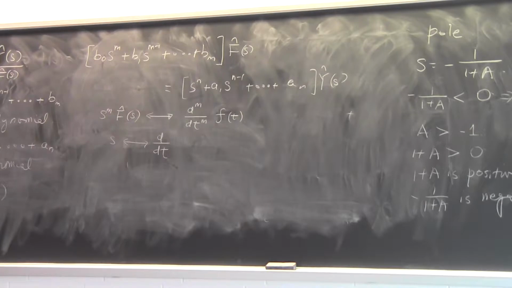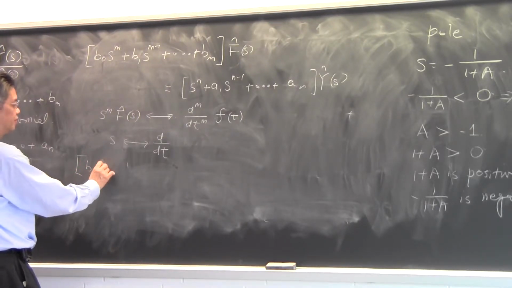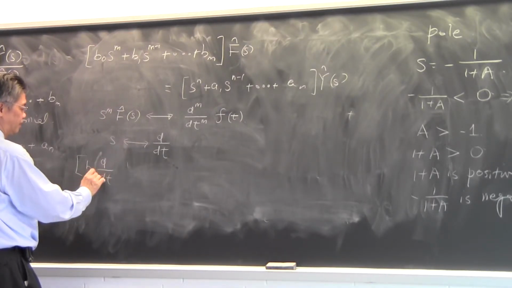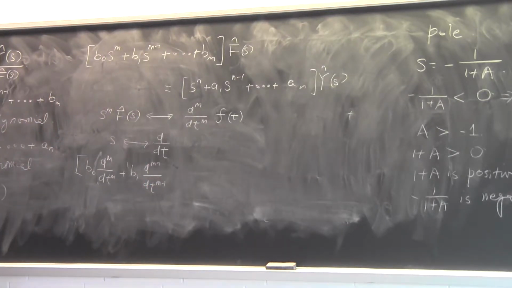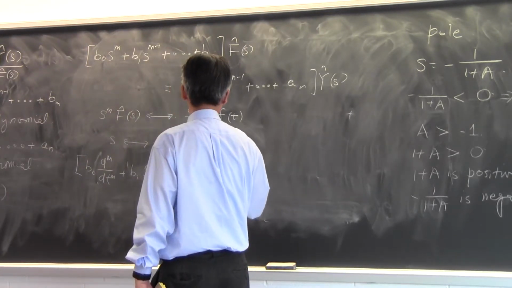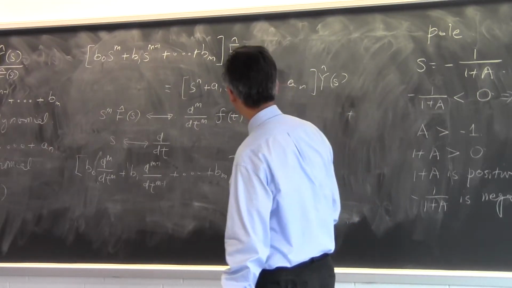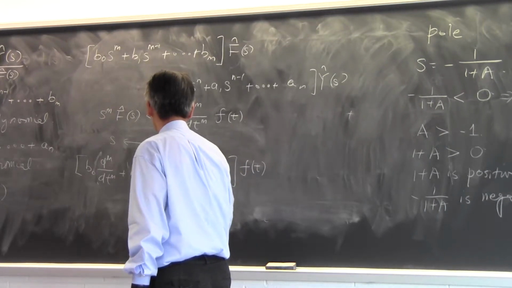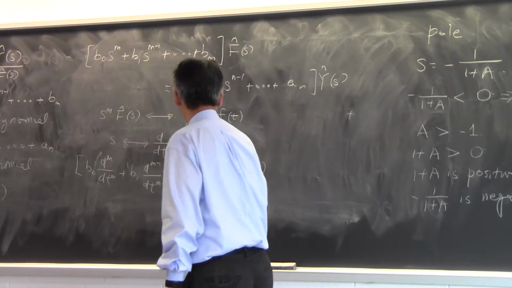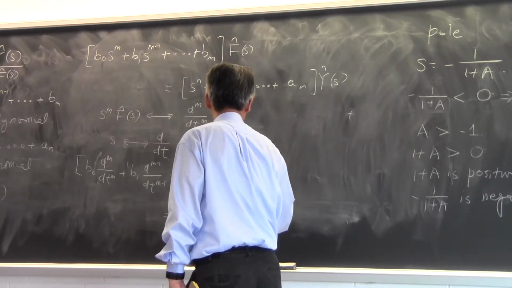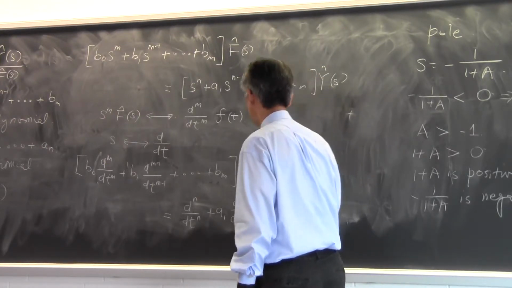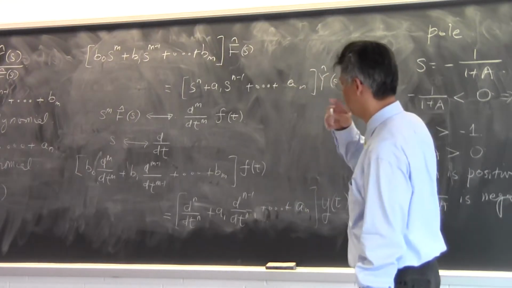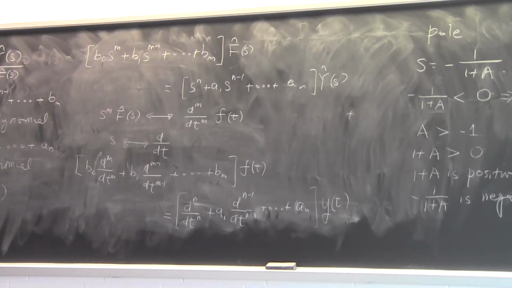So we can actually take this equation back to the time domain and write it as b0 d^m/dt^m plus b1 d^(m-1)/dt^(m-1) plus dot dot dot plus bm f of t being equal to, on the right hand side, d^n/dt^n plus a1 d^(n-1)/dt^(n-1) plus dot dot dot plus an times y of t. Okay, so I can convert this relationship between the output and the input into an ODE relationship. And you have seen this kind of ODEs before.